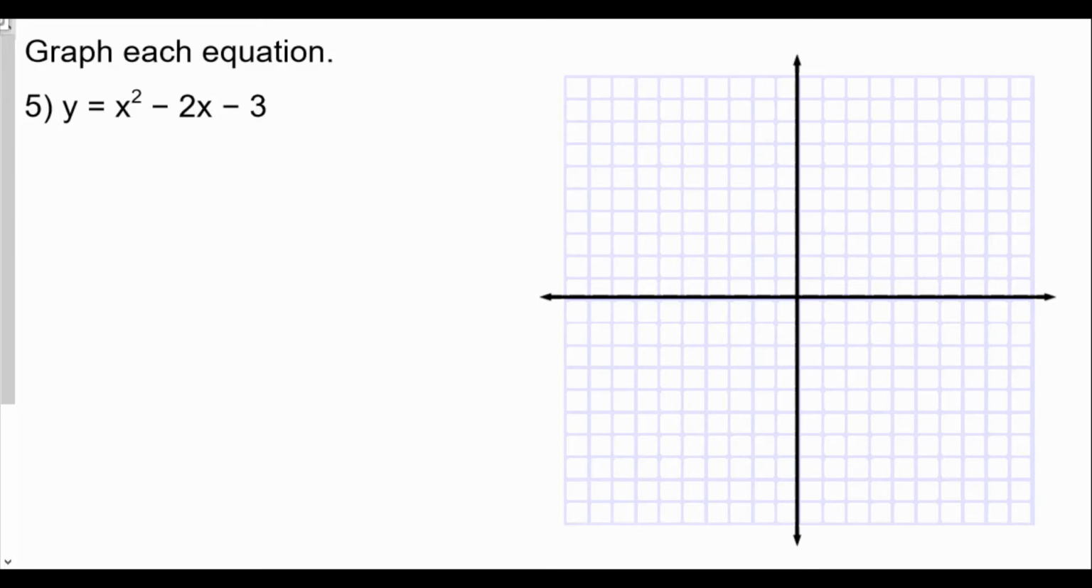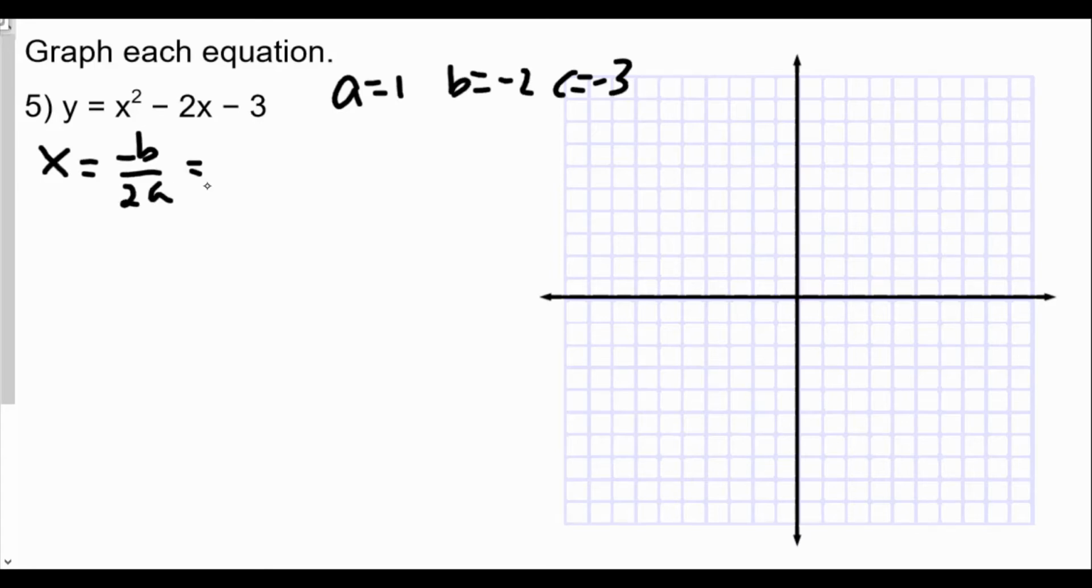There's a lot of information here, so here's what we're going to do. In this case, we'll use the axis of symmetry again. Here we label our a value is 1, our b value is -2, and our c value is -3. The axis of symmetry is going to be negative b over 2a, and this will be the middle number for our table. So here we have negative of -2 over 2 times 1. We have 2 over 2, so our axis of symmetry will be 1.